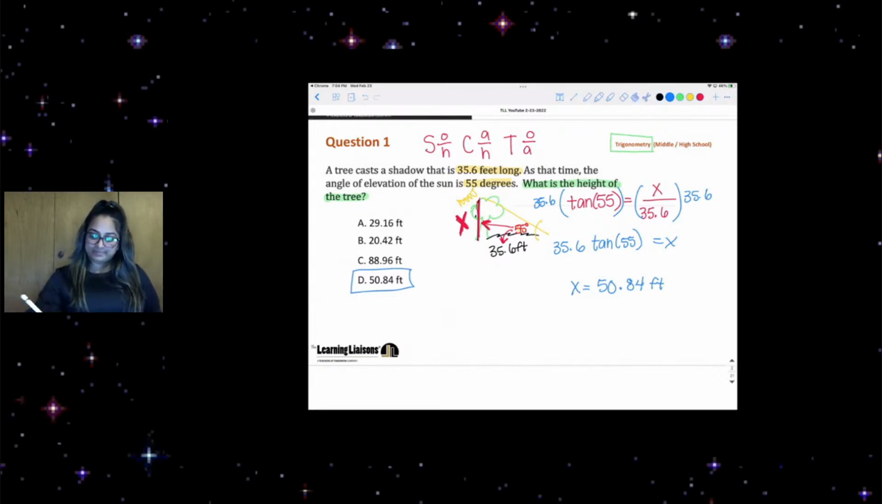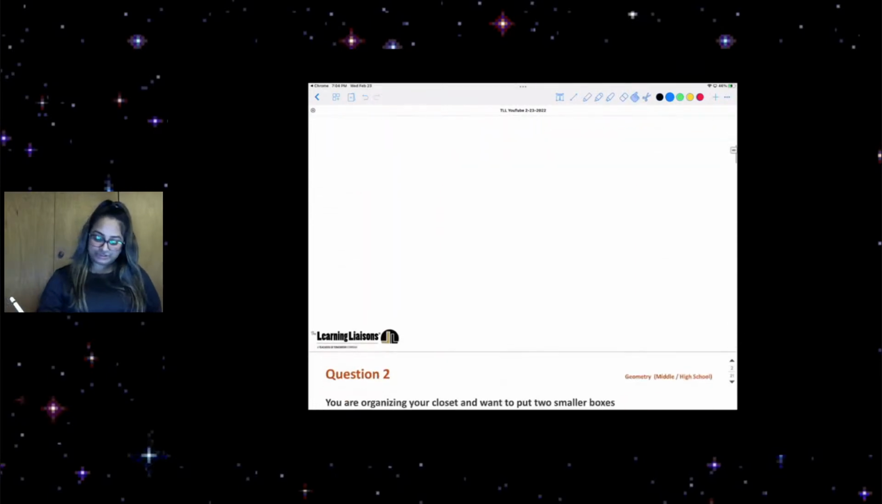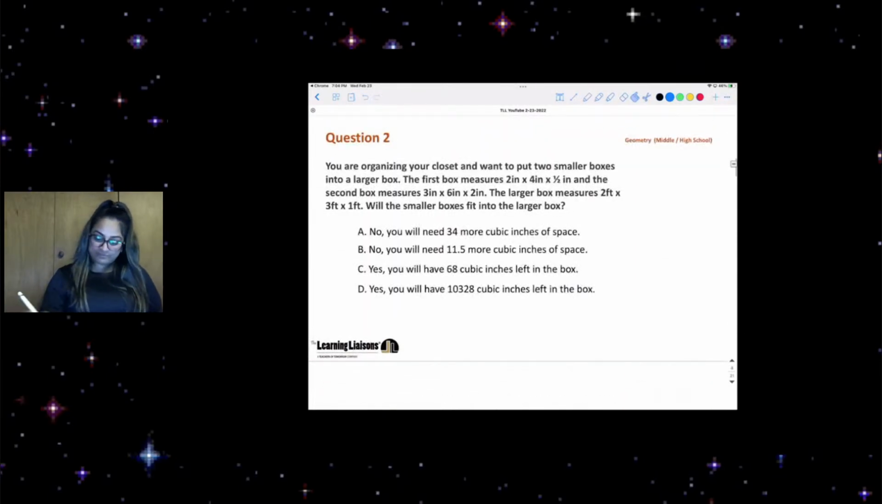Okay. Let's go to question 2. Question 2 is a geometry problem that can often be seen in middle or high school level math. So let's read the question and go through it. You are organizing a closet and want to put 2 smaller boxes into a larger box. Okay, so they're telling me how many boxes I'll have, so let's look out for them.